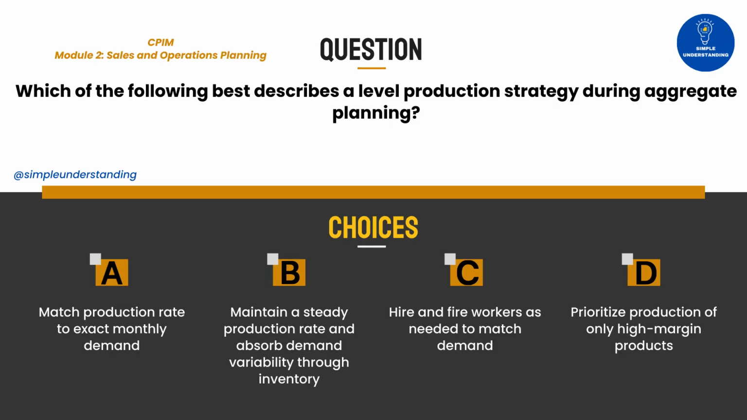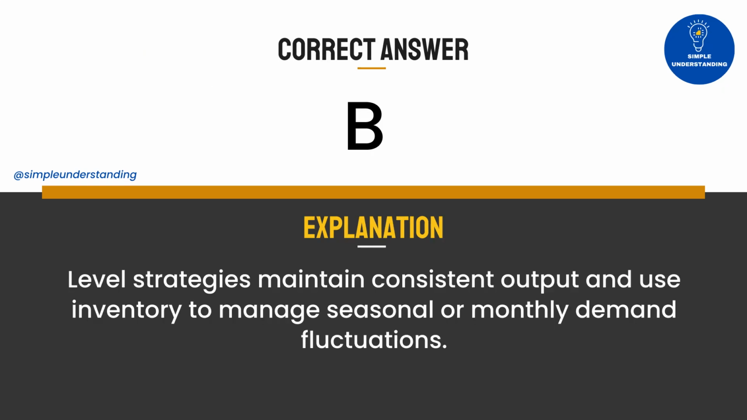Question 7. Which of the following best describes a level production strategy during aggregate planning? A. Match production rate to exact monthly demand. B. Maintain a steady production rate and absorb demand variability through inventory. C. Hire and fire workers as needed to match demand. D. Prioritize production of only high-margin products. Correct answer, B. Explanation. Level strategies maintain consistent output and use inventory to manage seasonal or monthly demand fluctuations.